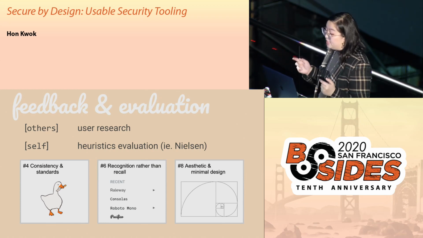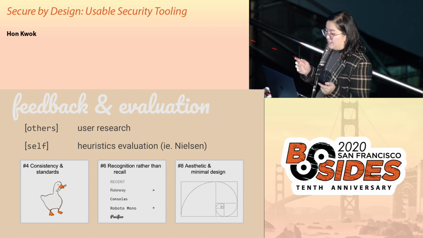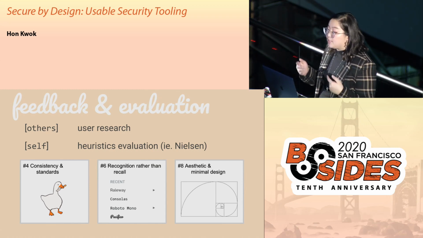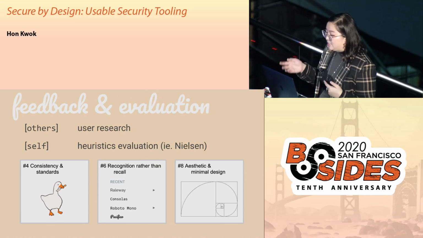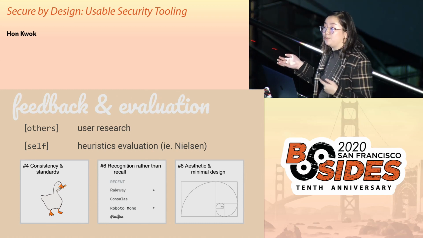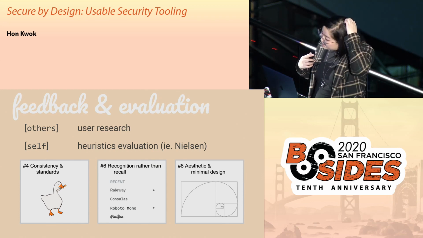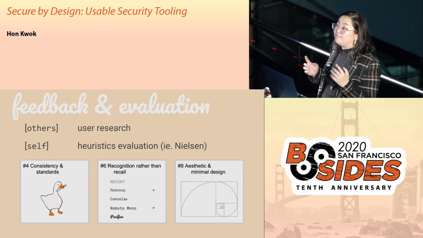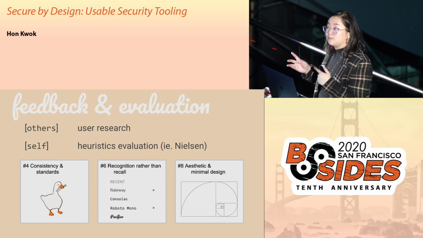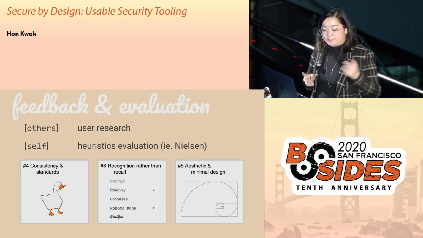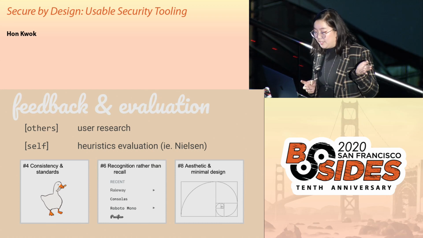The other thing is a heuristics evaluation. A heuristics evaluation is a usability inspection method used to identify any design issues associated with your user interface. I said Nielsen in parentheses because Nielsen heuristics are 10 very well-known and general principles for interaction design. I have 3 of the 10 listed below.